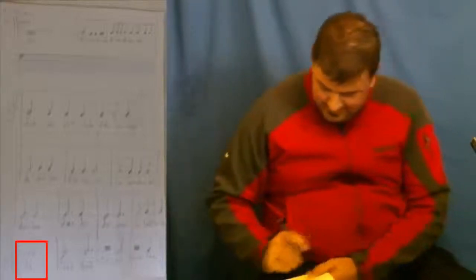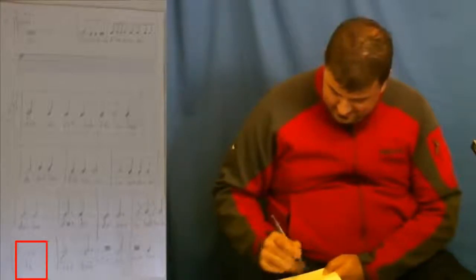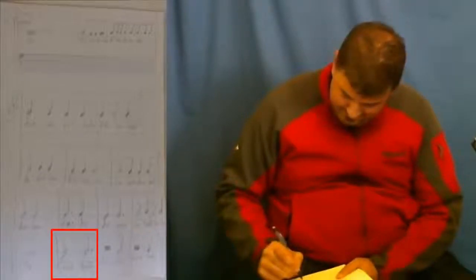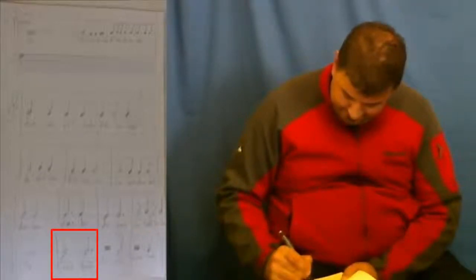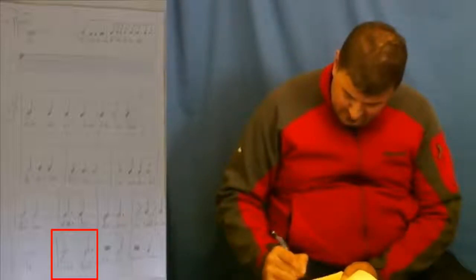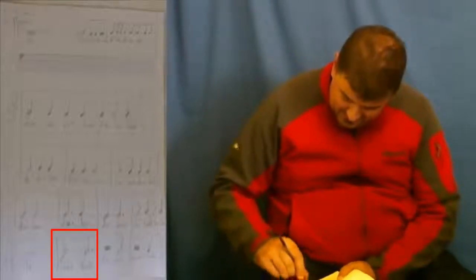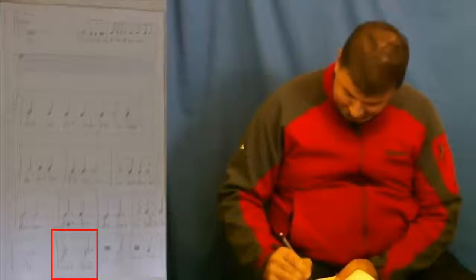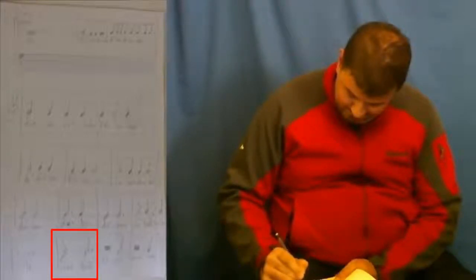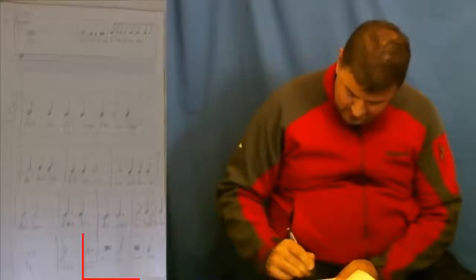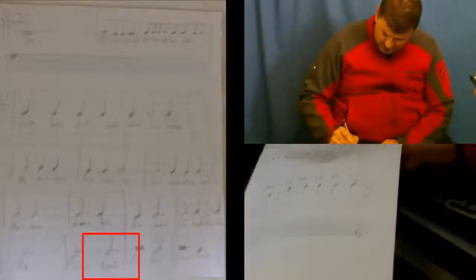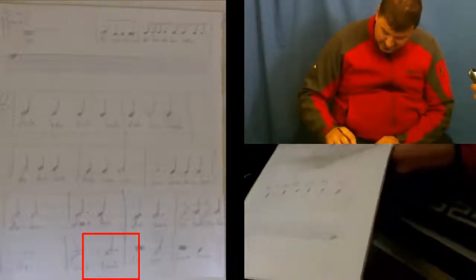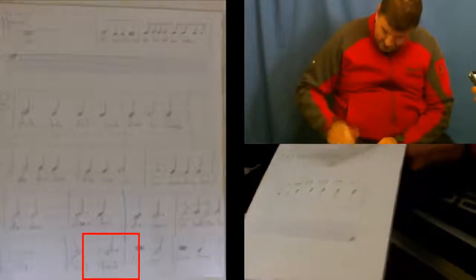Okay, next one, whole note. D-E. Yep. Next one, quarter note rest. That's good, isn't it? Quarter note rest and the dotted half. Sobo. Quarter note rest and the dotted half. No, just one quarter note rest. Yeah, sobo.